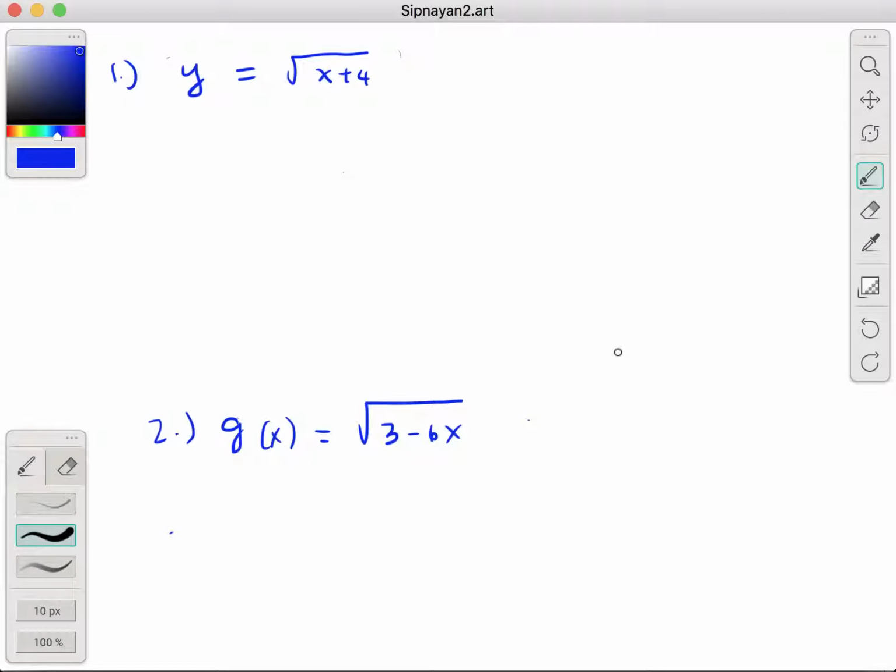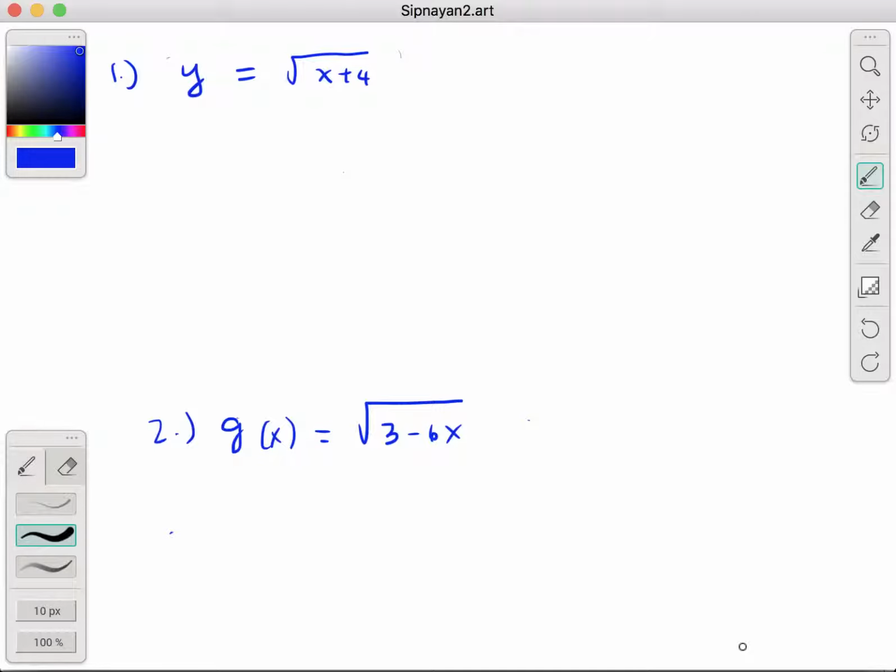Welcome sa Sipnayan.com. In this video, ang gagawin natin is mag-aaral na tayo kung paano kumuha ng domain and range ng functions, no? Given their equations. Magsisimula muna tayo sa mga radical functions and then later, tutuloy natin sa mga iba't ibang klaseng functions pa.